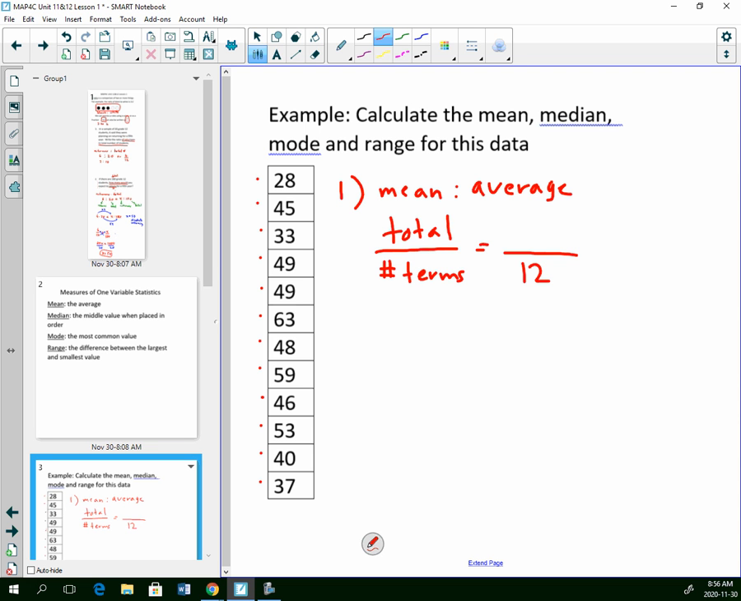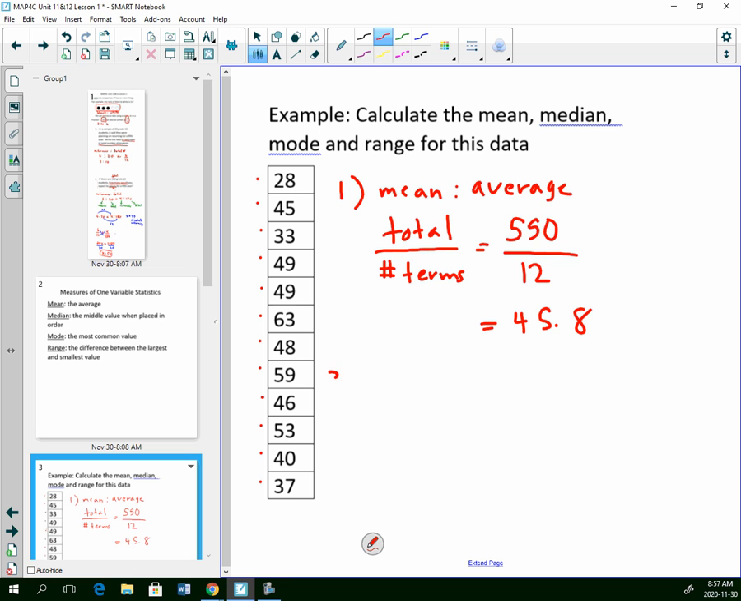So that total adds up to 550. And then we would divide by 12 to get an average or a mean. Okay, all right, so that's the average. So get the total, add up all the numbers, total of 550, divide by how many numbers there are. There's 12, so I've just rounded it to 45.8.